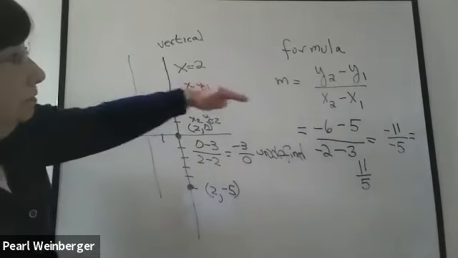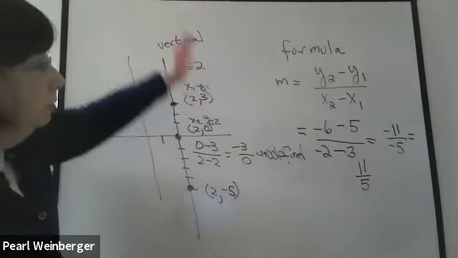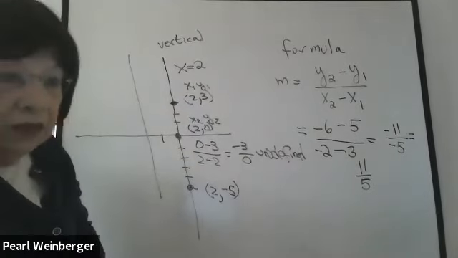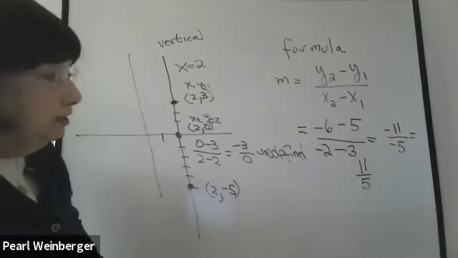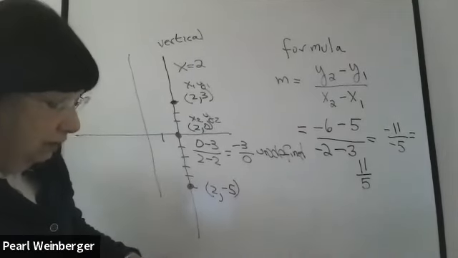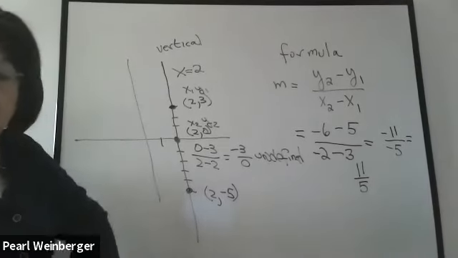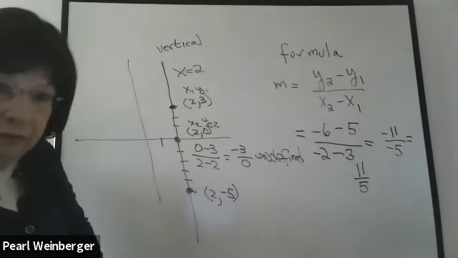So horizontal lines have a slope of 0, but vertical lines don't have any slope. Their slope is, we call it undefined, or it doesn't exist, or don't say it's 0. It isn't 0. It doesn't exist. It's a number that doesn't have any meaning.